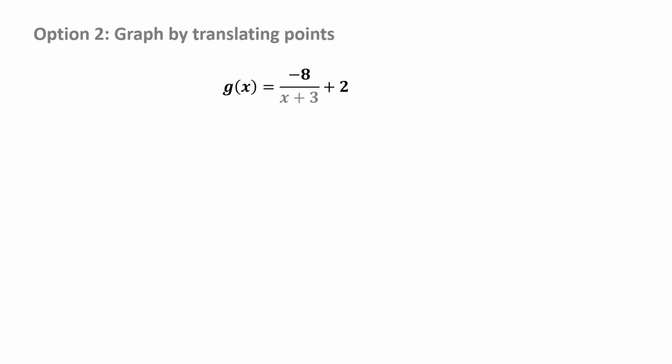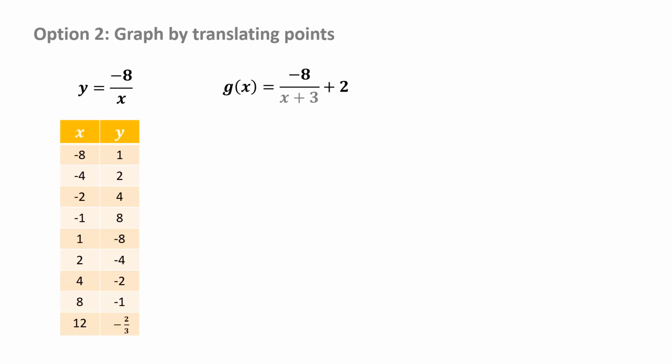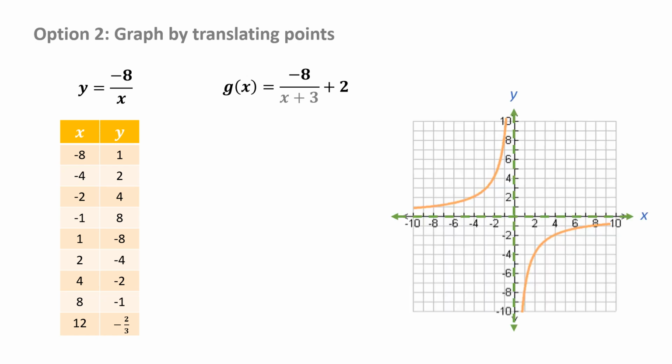Option 2 is to graph by translating points. So if we thought of a simpler version of g of x being y equals -8 divided by x, we can make a table of values and substitute those values to get the y value, and that would give us the following. This would be the graph we would get.